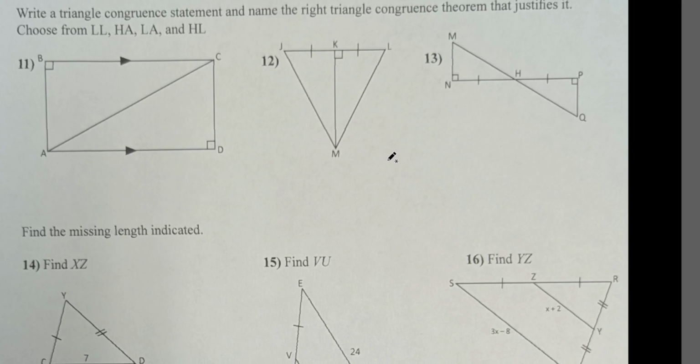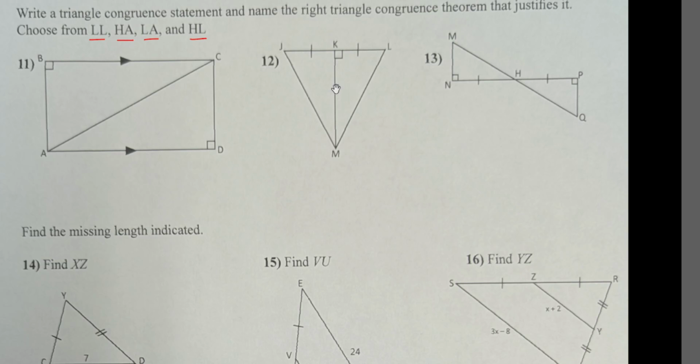So this one is kind of like side angle, and all that, except this is what we use for right triangles. We got leg, leg, hypotenuse angle, leg angle, and hypotenuse leg. So I give you the options. That's nice, isn't it? All right, you see the options. So you really got a 1 in 4 chance to get it right. But let's get a 4 in 4 chance to get it right. Write an angle congruence statement and name the right triangle congruence theorem.